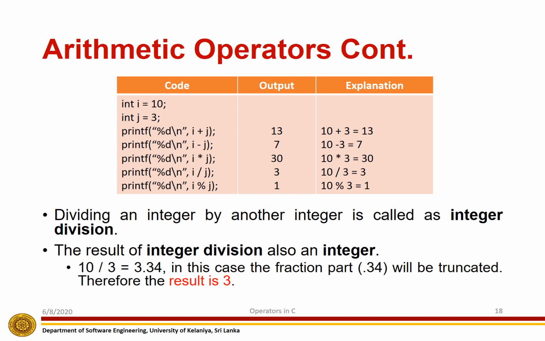Then i divided by j, 10 divided by 3. The answer must be 3.34, but you can see the output is 3. Why is that? Dividing an integer by another integer gives an integer. It is called integer division. So the fraction part 0.34 is ignored here. Therefore 10 divided by 3 equals 3. Then the last one is modulus. 10 modulus 3: 10 divided by 3, the remainder is 1. So i modulus j, 10 modulus 3 is 1.